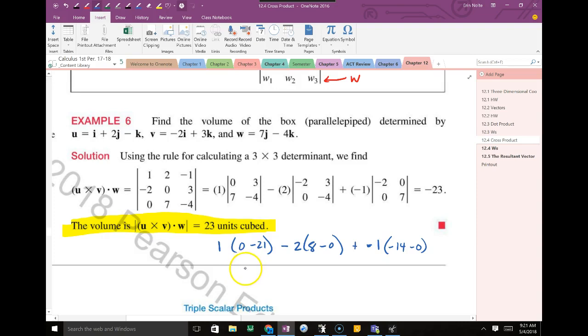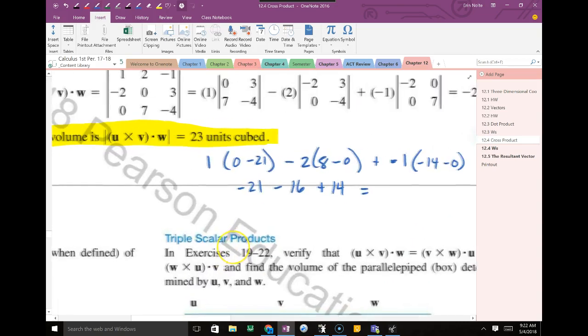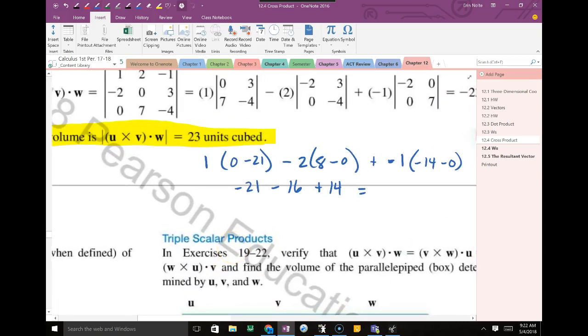So the thing that you need to understand is on that first term we get negative 21. Second term we get 16. And then last we get plus 14, right? You guys follow that? Okay. So 21 minus 16 is negative 37 plus 14, which is negative 23.